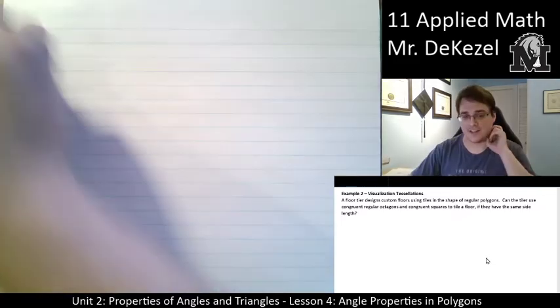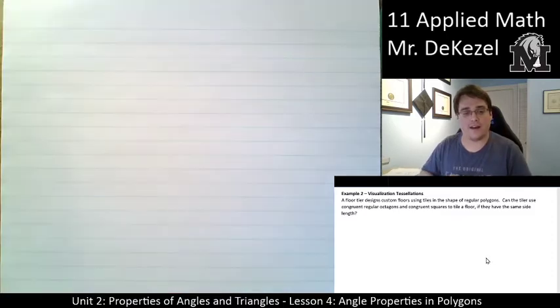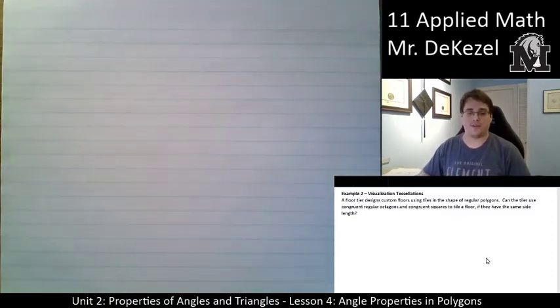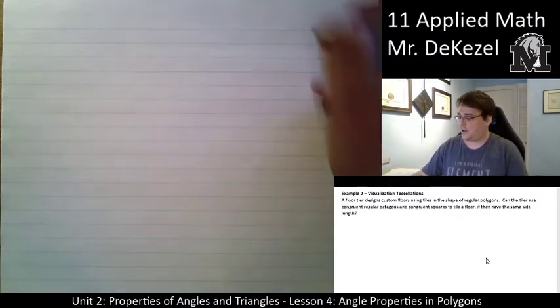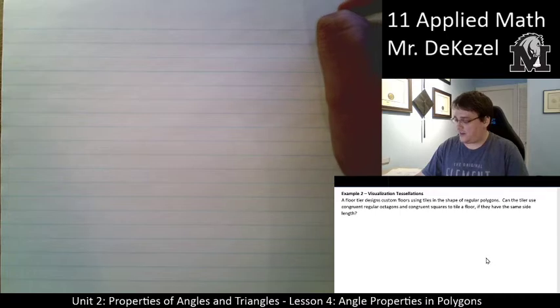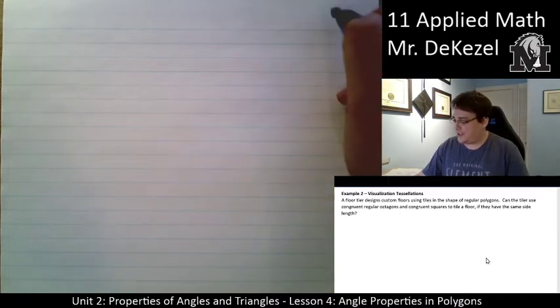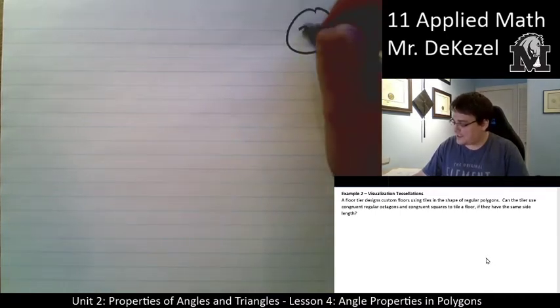Okay, let's do this. We have a floor tiler who designs custom floors using tiles in the shapes of regular polygons. Can the tiler use congruent regular octagons and congruent squares to tile the floor if they have the same side length? So essentially what I want to do is find out if they fit together, and if they fit together they would equal 360 degrees.